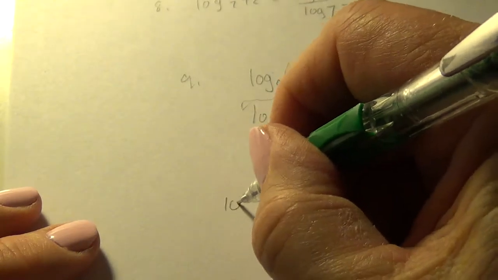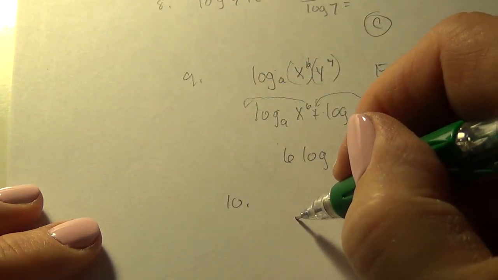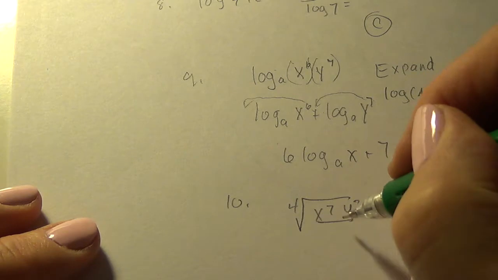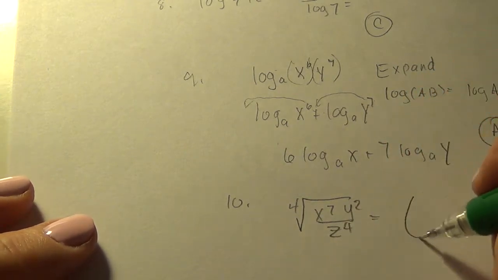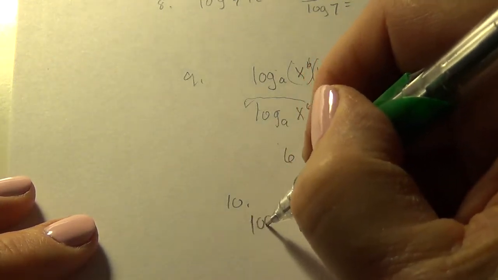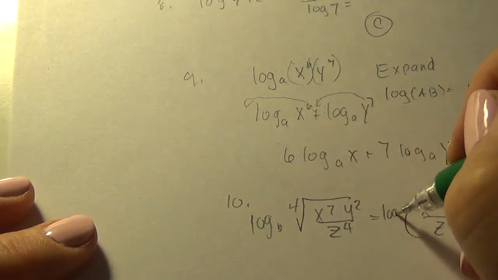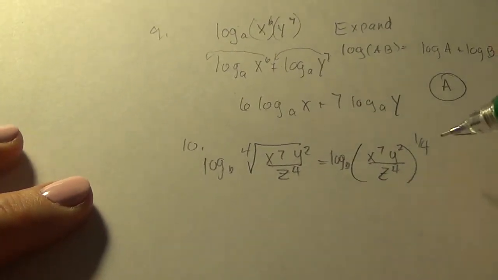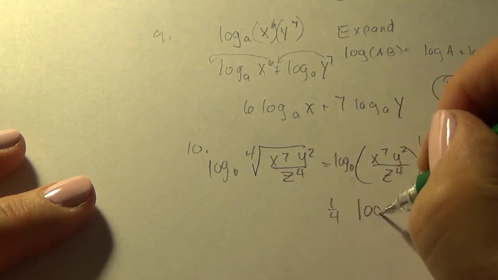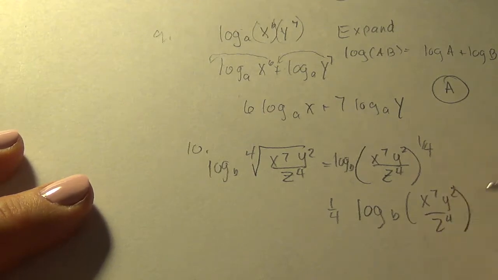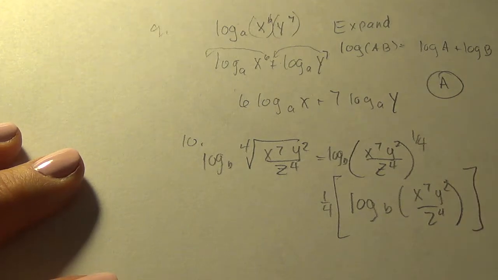Number 10, we are going to do the same thing with a more complex expression. We're going to expand this as well. So we recall, first of all, that the fourth root of x to the 7th, y squared over z to the 4th, log to the base b, can be rewritten as what fraction? Fourth root can be written as 1/4. So right away, that 1/4 can run down in front, as we discussed a second ago. And now we have two logs. So this 1/4 will affect anything I do afterwards.